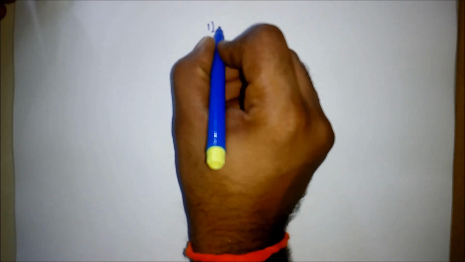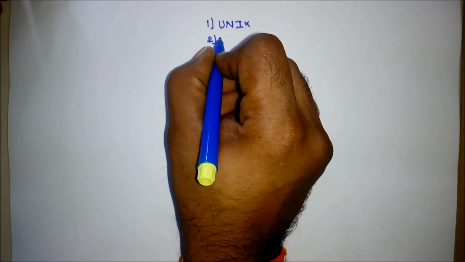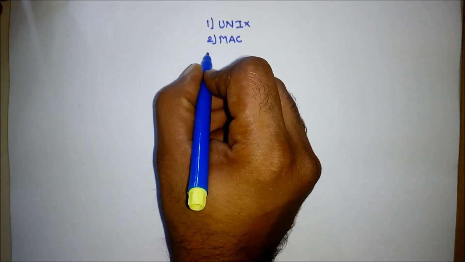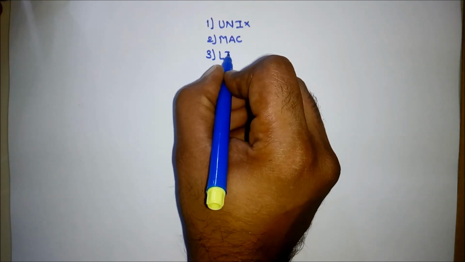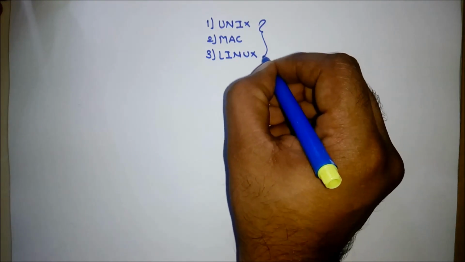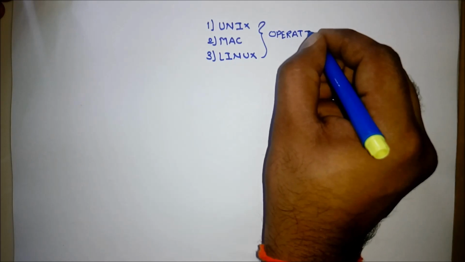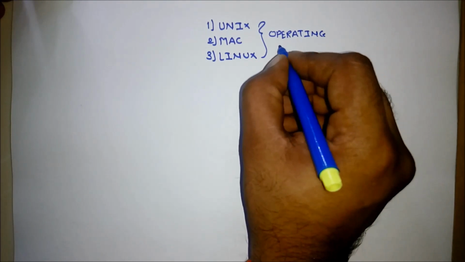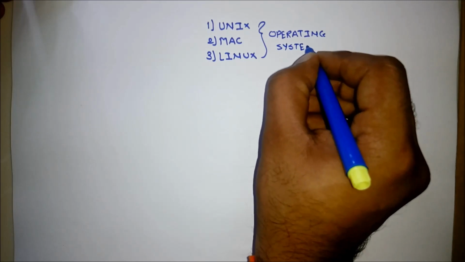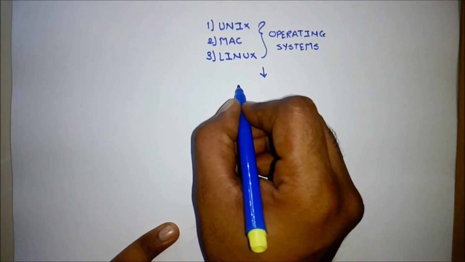I'm going to write here. First is Unix, second Mac, Linux. These operating systems were written in C language.